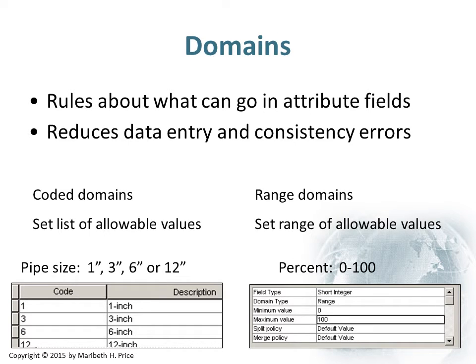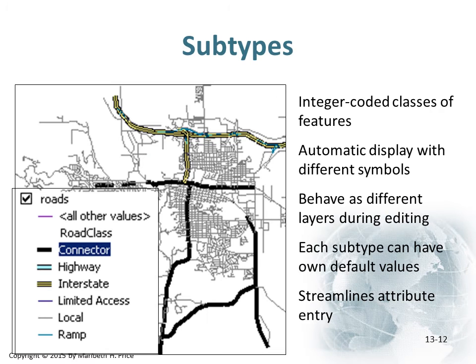So what are domains? Domains are rules about what can go in an attribute field. It's really just that simple. It reduces data entry and consistency errors. In other words, rather than typing in 1 inch, 3 inch, and 6 inch, you can simply put in 1, 3, and 6. Or perhaps you have a value that needs to go in that is a percentage, and it has to be between 0 and 100. This can prohibit you from putting in incorrect numbers.